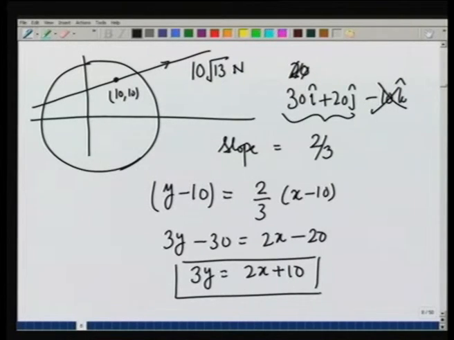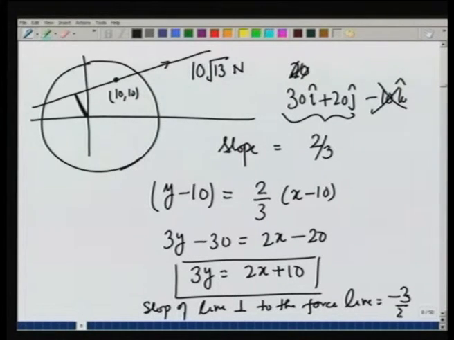I want to find this distance along the line perpendicular to this force passing through the origin, and therefore, the slope of line perpendicular to the force line is going to be minus 3 over 2. Let me make the figure again.